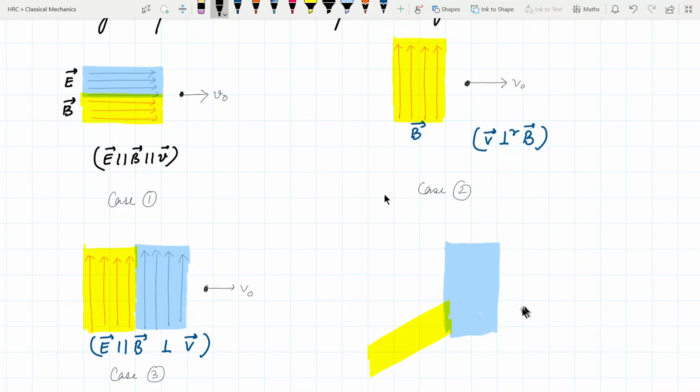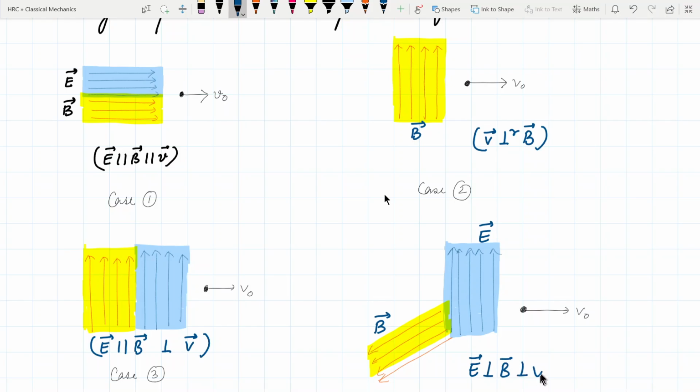Perpendicular to each other and also perpendicular to the velocity. So the electric field is in this direction and the magnetic field is in this direction. So you have B, you have E, and E is perpendicular to B is perpendicular to V. Sorry, this is case number 4. Okay, are you able to visualize these 4 scenarios?